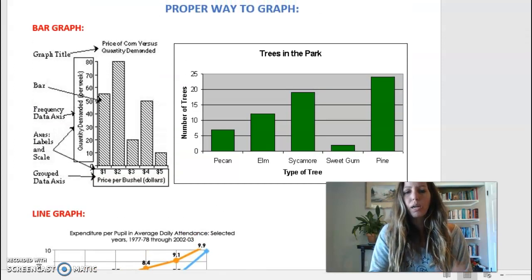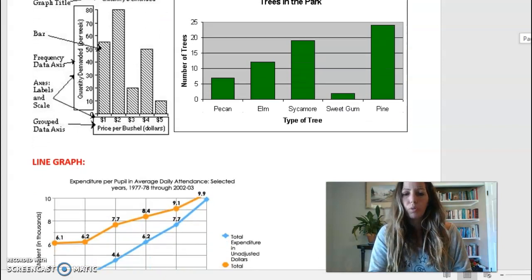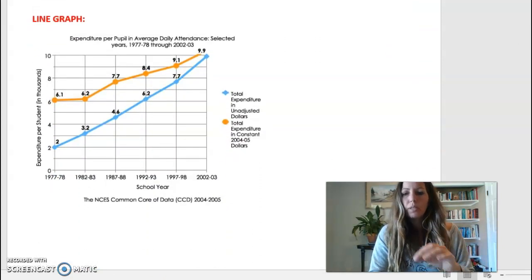Okay, so one more time, bar graph is just specific data at a moment in time, create your bars. Line graph is going to be over time. So I'm analyzing data over time, whether it's one set of data or two or three. I'm going to color code those lines.